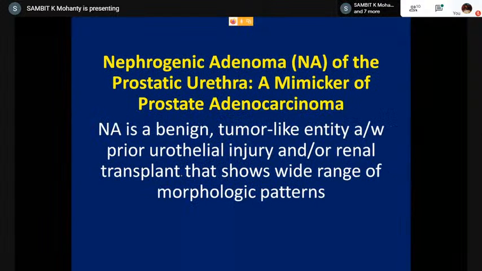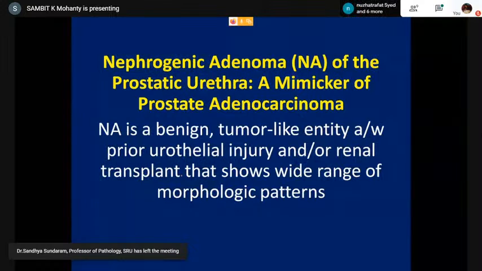There's a nephrogenic adenoma. Nephrogenic adenoma is again a benign tumor-like entity which is associated with prior urothelial tract injury, which starts from the renal tubule. So if there is injury to the renal tubule during renal transplant or by stenting and all, you see the dropping of this renal tubule. So nephrogenic adenoma is a mass along the urothelial tract, starting from the ureter to the penile urethra, or in the urethra in women.